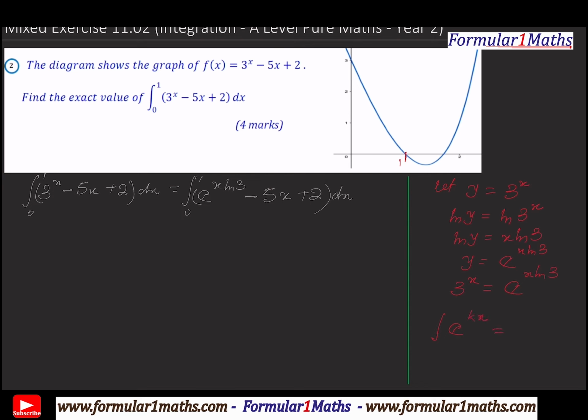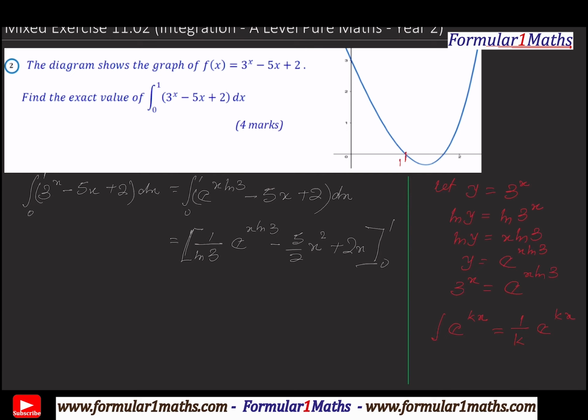This is in the form of the integral of e to the power kx. And we know how to integrate that. That will be 1 over k e to the power kx. So similarly, we can use this principle here to integrate this one, because in this case, the k is ln 3. So if we integrate that, we are going to get 1 over ln 3 e to the power x ln 3 minus 5 over 2 x squared plus 2x between the limits of 0 and 1.